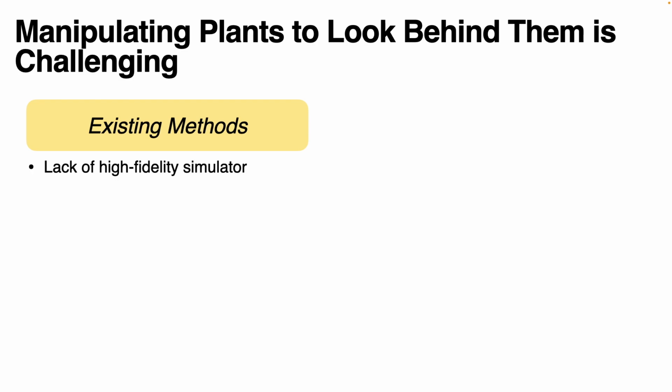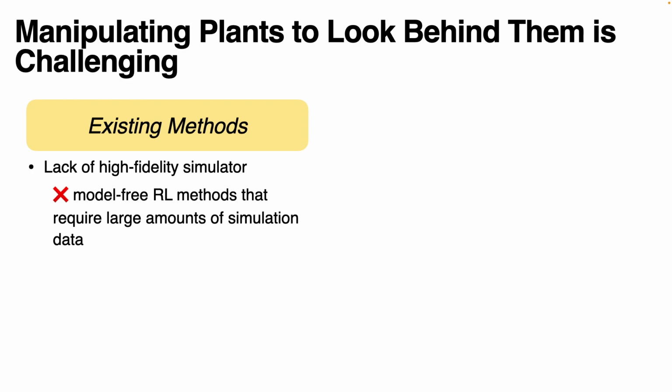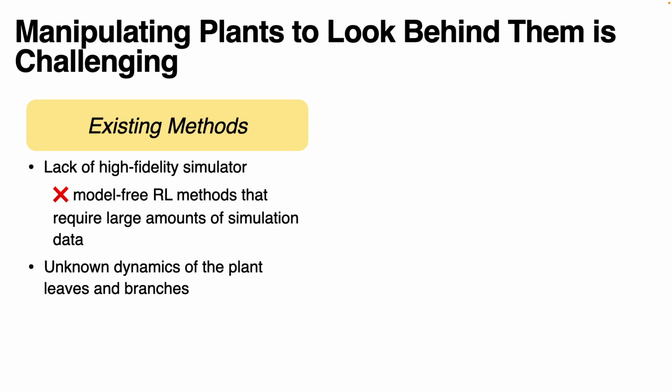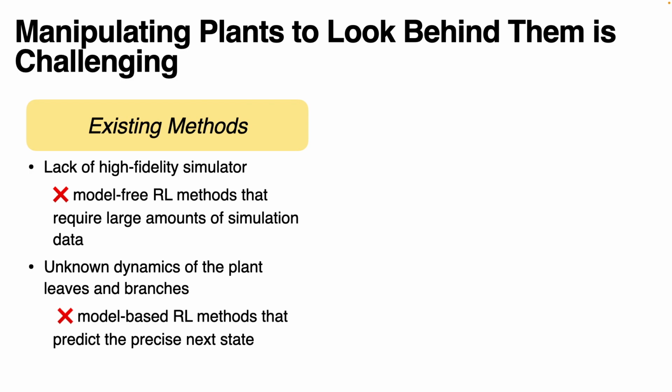Lack of high-fidelity simulators precludes the use of model-free RL methods that require large amounts of simulation data. Unknown dynamics of the plant leaves and branches makes it hard to use model-based RL methods that predict the precise next state of the plant.